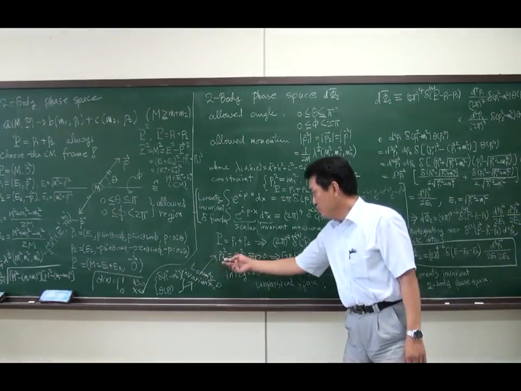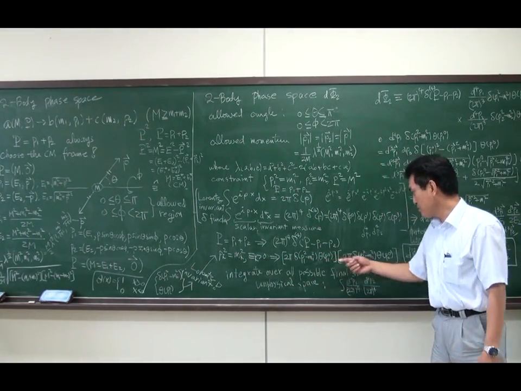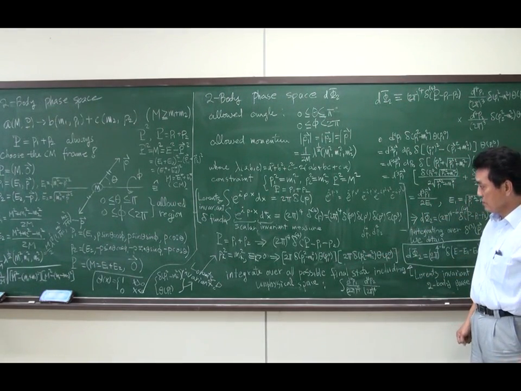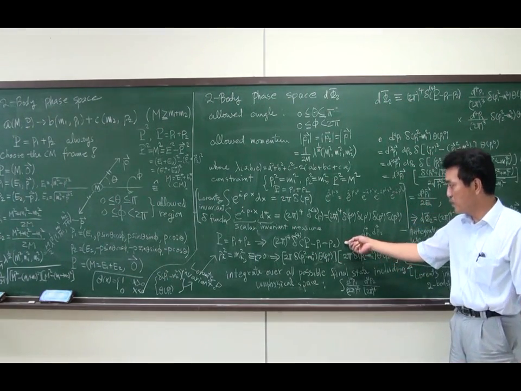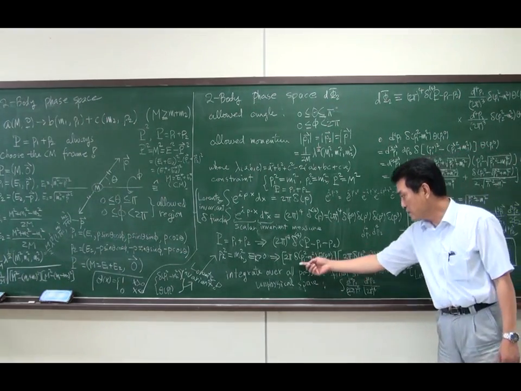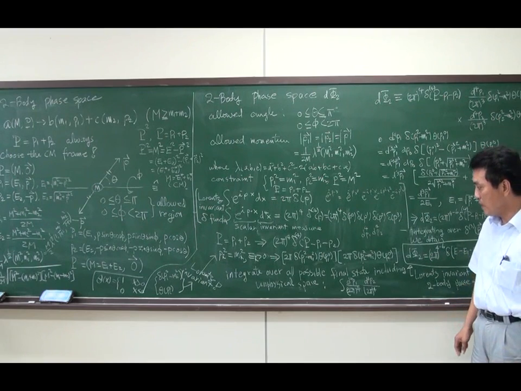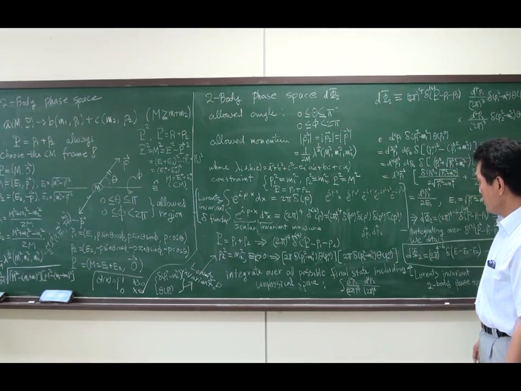And because there are 2 particles, I have this factor for particle 1 and particle 2. Okay, the first line is energy momentum conservation, and the second line is the on-shell condition for the two final state particles.